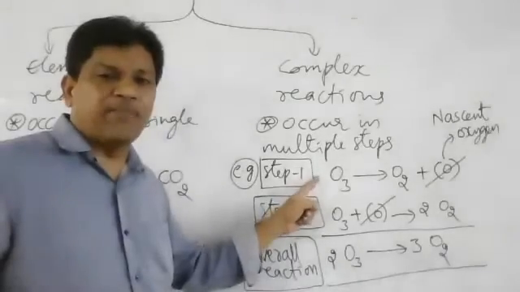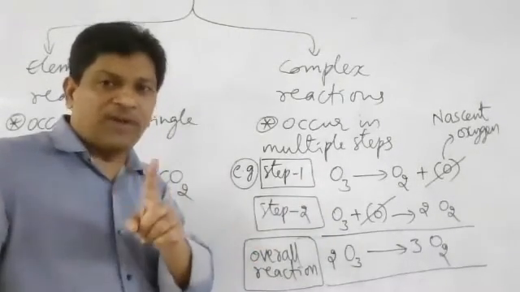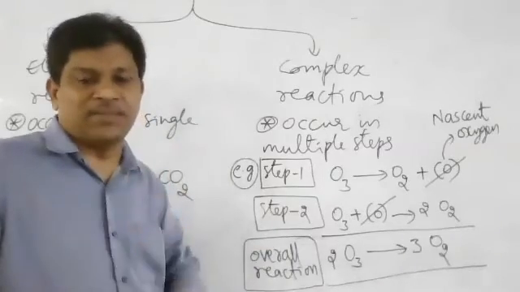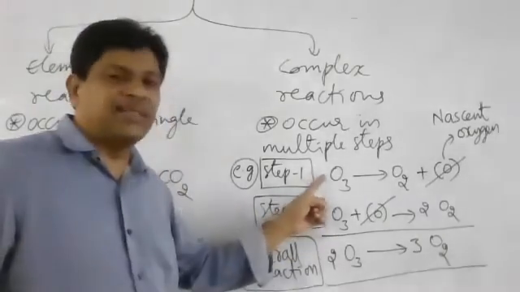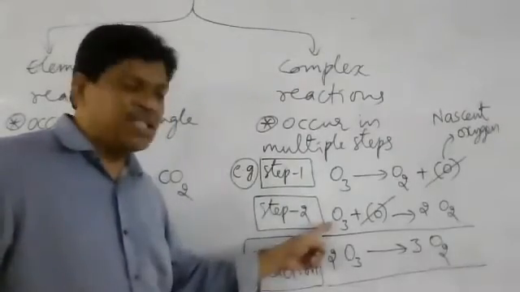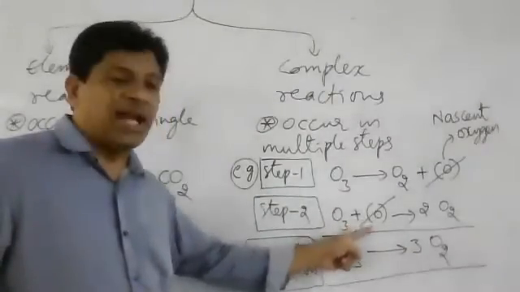Unimolecular reaction. Why is step 1 called unimolecular here? Because in step 1, only one reacting species is present as reactant. That's why it is a unimolecular species.